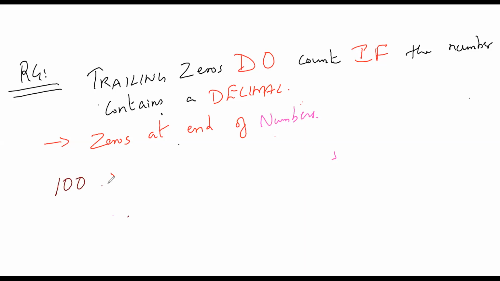100. I'll just use the same example, 100. Trailing zeros don't count, correct? Does 100 have a decimal? No decimal. So I will ignore the zeros.